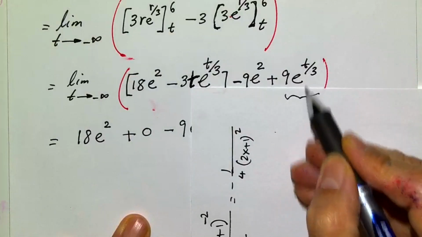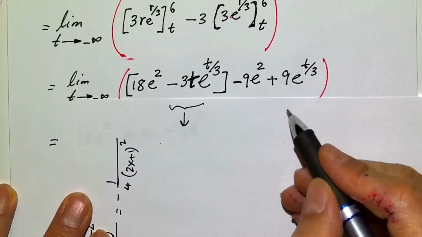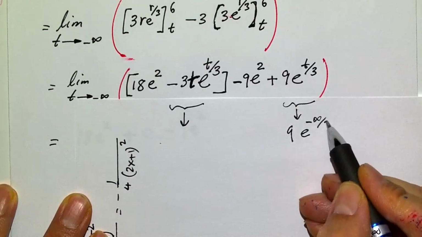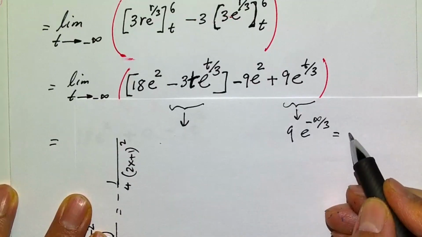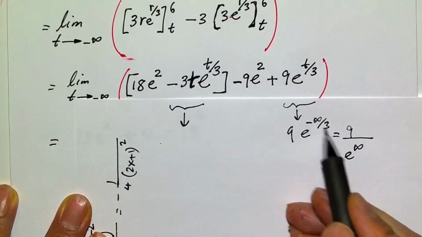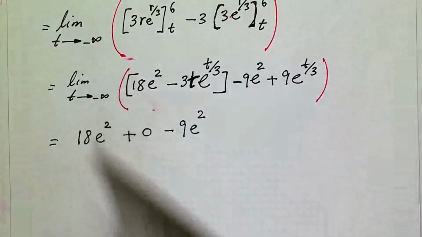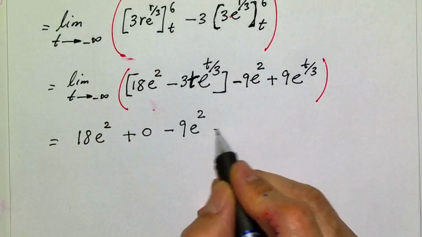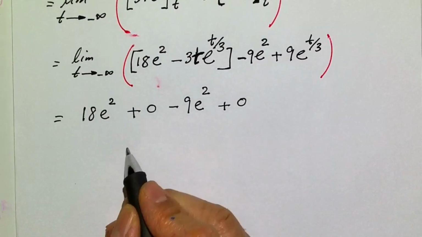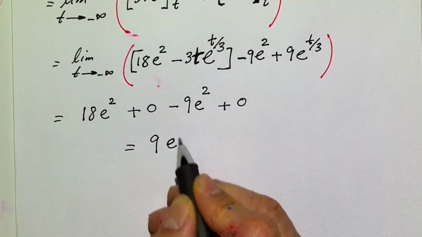So you can write this piece using my scratch paper here. Using that, you can rewrite it as 9e to minus infinity divided by 3, or 9 divided by e to infinity, because we just ignore the 3, right? And this quantity is approaching 0, so plus 0. So what we end up with here is 18e squared minus 9e squared, which would be positive 9e squared.